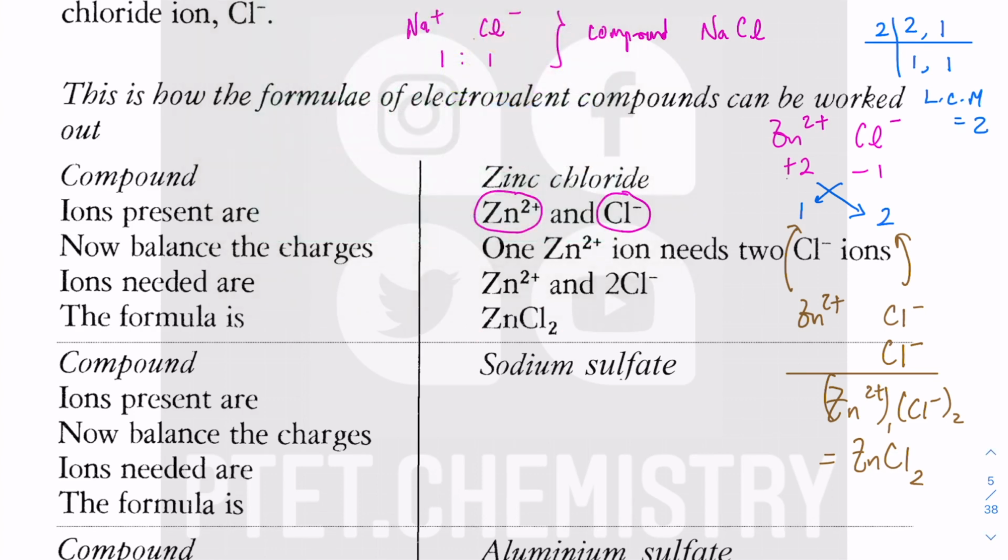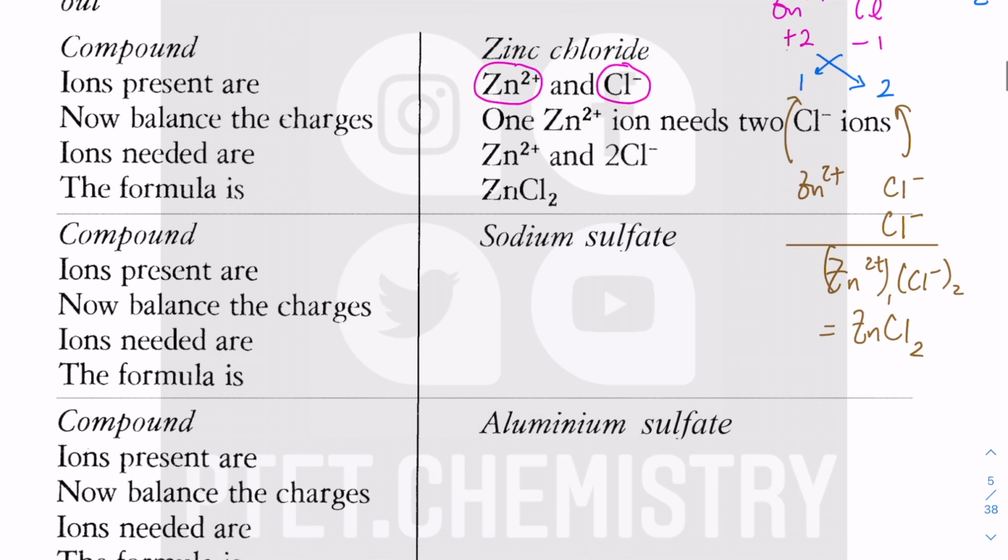Moving on, so we have sodium sulfate. The ion present is Na+. Sulfate is a tricky one because it's a polyatomic. It has got more than 1 atom. This is one of those things that you really must know.